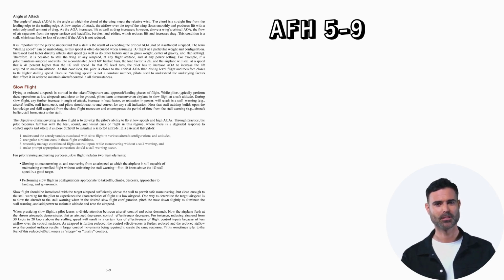The objective of maneuvering in slow flight is to develop the pilot's ability to fly at low speeds and high AOA. Through practice, the pilot becomes familiar with the feel, sound, and visual cues of flight in this regime, where there is a degraded response to control inputs and where it is more difficult to maintain a selected altitude. It is essential that pilots: 1. Understand the aerodynamics associated with slow flight in various aircraft configurations and attitudes. 2. Recognize airplane cues in these flight conditions. 3. Smoothly manage coordinated flight control inputs while maneuvering without a stall warning. And 4. Make prompt, appropriate correction should a stall warning occur.